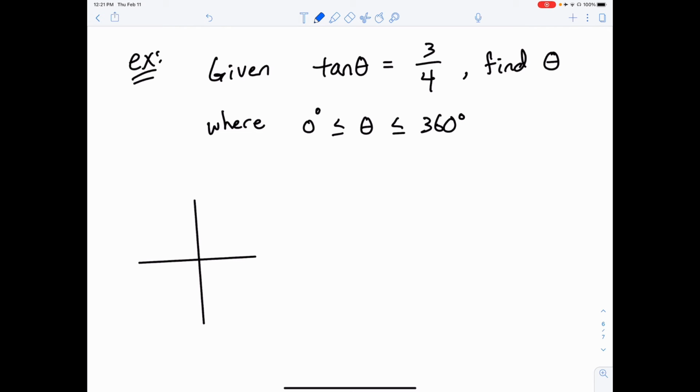All right, so for this one here, let's take a look. We're going to do ASTC again, or CAST, whichever you prefer. And we have mentioned here that tangent theta is equal to 3 over 4, which means that it is positive, meaning that it must be in quadrants 1 or 3, because that's where tangent will give you a positive ratio. So here, normally we'll tell students to draw out your triangles to show your work. So again, just rough sketches of your triangles. So one's going to be over here, like so, and the other one's going to be over here.